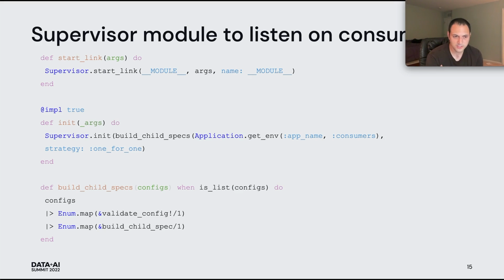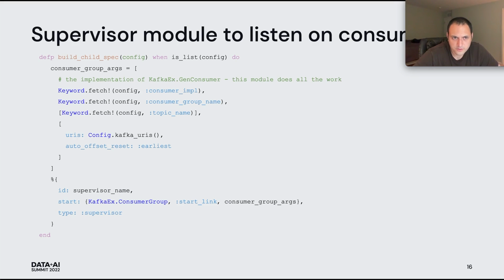So when you see here this configs pipe forward, that's actually just starting the chain of execution, saying send configs to enum.map and call validate. And then on the next line, the output of that, the collection, is going to go into this map, calling build child spec on each of them. So let's actually go into, we're going to skip over the validate one. So we have build child spec. Let's actually look at what build child spec is.